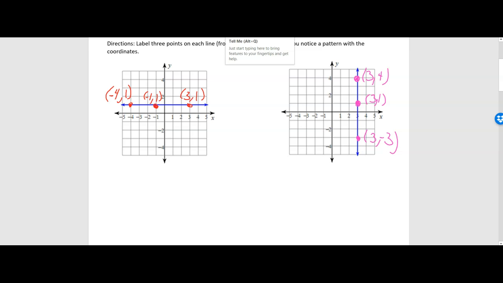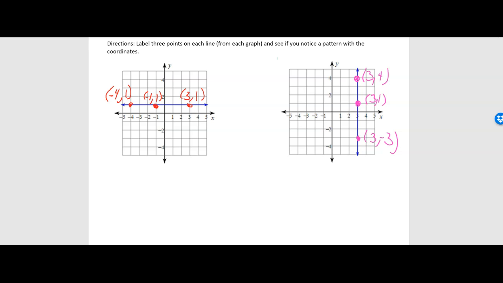All right, so I just labeled 3 points to save a bit of time with the video. On the left, I have (-4, 1), (-1, 1), and (3, 1). And on the right, for the vertical line, I have (3, 4), (3, 1), and (3, -3). So regardless of whether you chose the same 3 points or 3 different ones, we should probably be able to notice the same pattern, right?